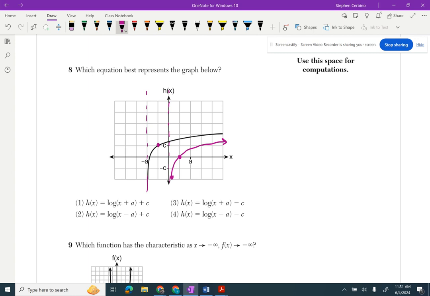If we're moving something up and down, it's going to be outside of the function. So that means C is going to be outside the function. That's where the C's are. So right away, I know it's not choices 3 or 4 because these both would move it down C. Now to move something to the left, any function to the left, we're going to add how many units we move to the left. Because remember, whatever's in the expression or in the function is going to act opposite of what you think. So we'd have choice 2.